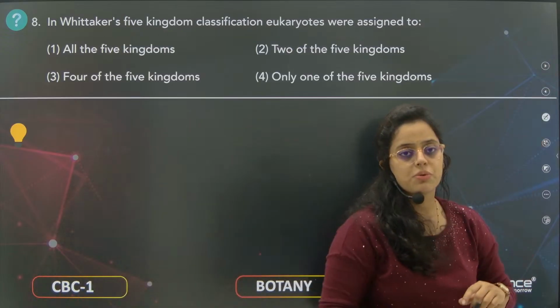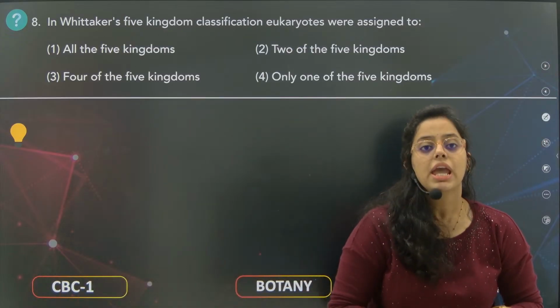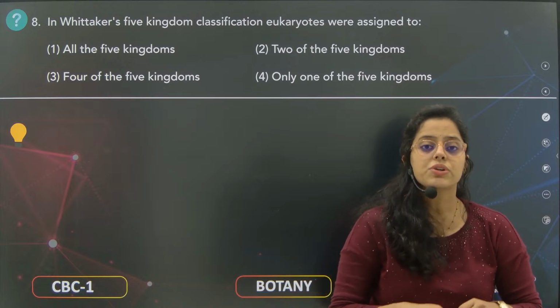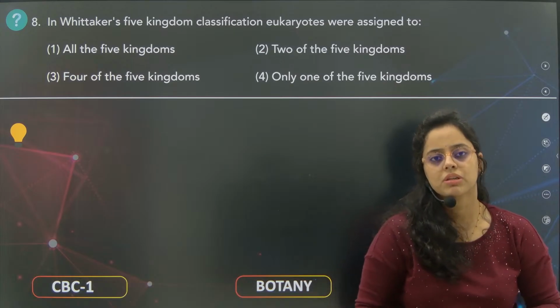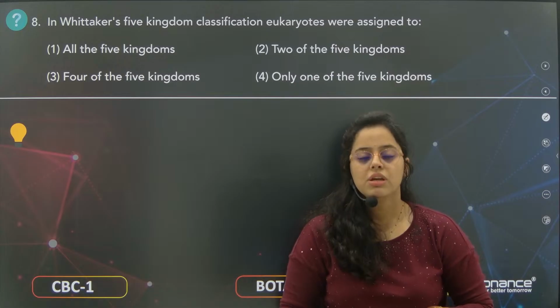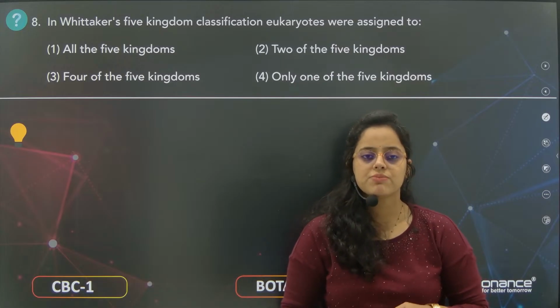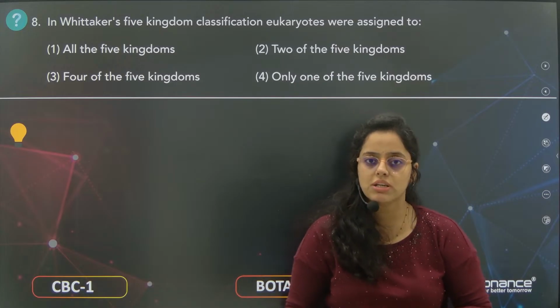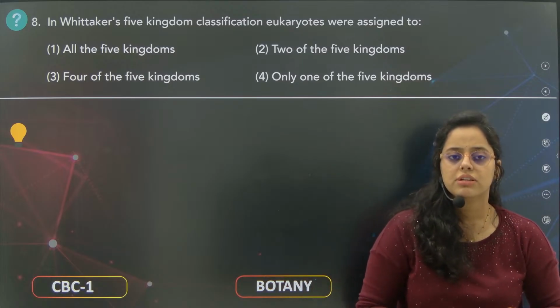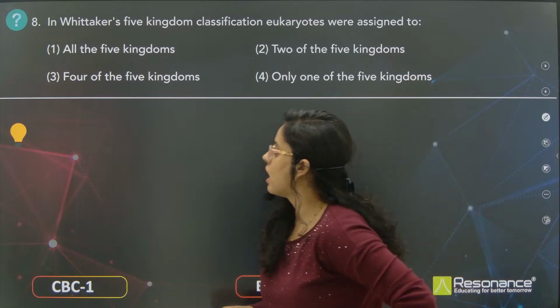Now going to the next question, question number 8. In Whittaker's five kingdom classification, eukaryotes were assigned to all 5 kingdoms, or 2 of the 5 kingdoms, or 4 of the 5 kingdoms, or only 1 of the 5 kingdoms. I'm going to give a couple of seconds. Yes, let me discuss this answer for you.